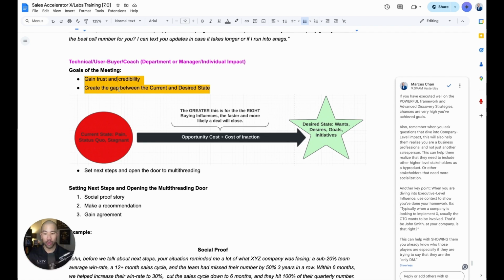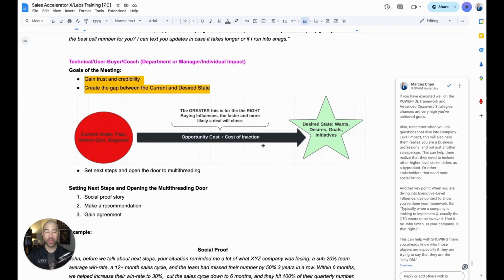As a quick reminder, that means that current state of pain, status quo, stagnation, and you uncover exactly where they are right now, and what's their desired state, what's their wants, desires, their goals, initiatives, and we uncovered the opportunity cost and cost of inaction. All right. And again, ultimately, the bigger this is, the better it's going to be. So we want to create a massive gap, the biggest gap possible.